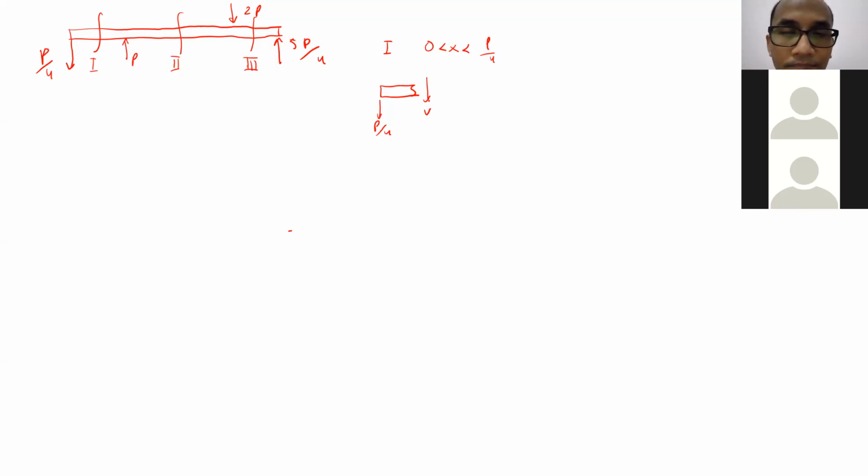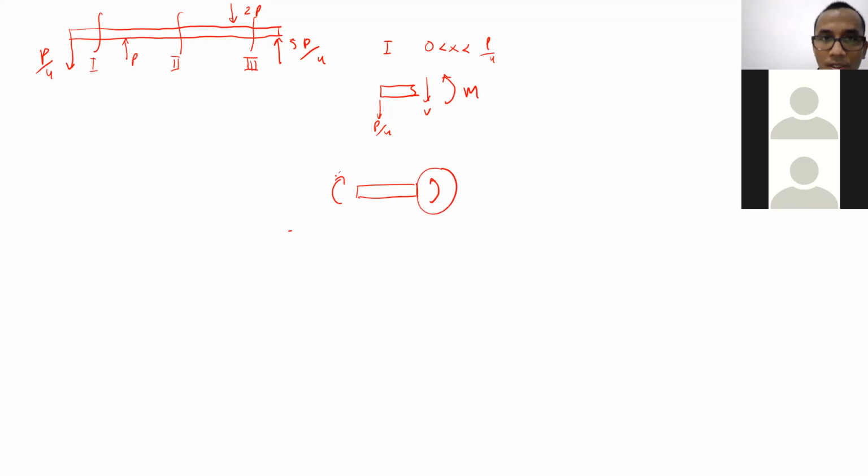Also down. Moment down. Clockwise or counterclockwise for moment? It's supposed to be counterclockwise, because positive moment is supposed to give a smiling deformation, right? Remember that. For the positive sign of the moment, it's supposed to be like this. On the right, it's counterclockwise. On the left, it's clockwise. Why? In order to create the smiling deformation on the beam.